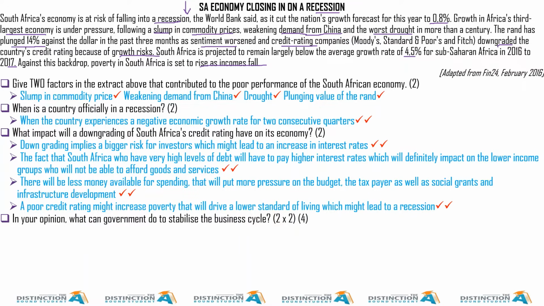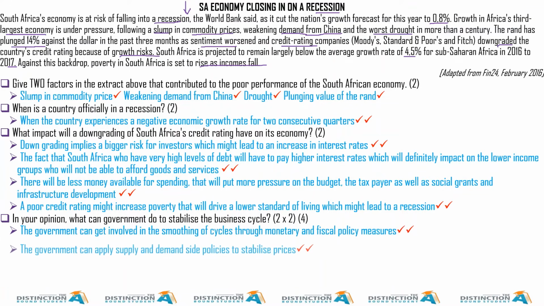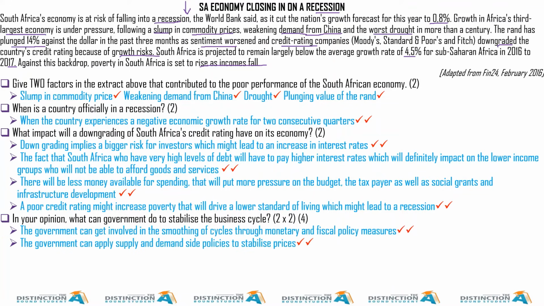In your opinion, what can government do to stabilize business cycles? Okay, government can take monetary measures or fiscal measures. All right, and in this case, it will be trying to be expansionary. And let's have a look here. We have tax, we have government spending, we have money supply, we have the repo rate or interest rates.